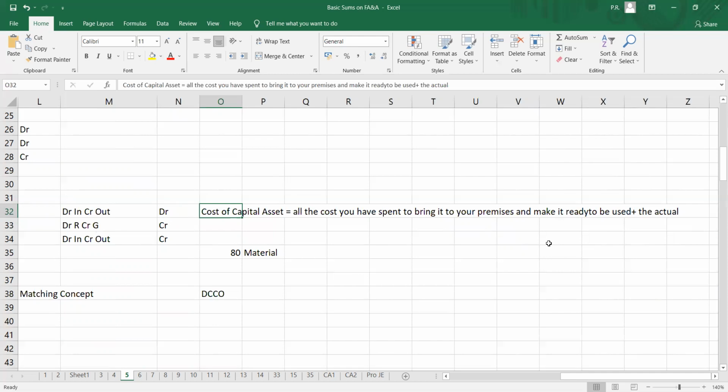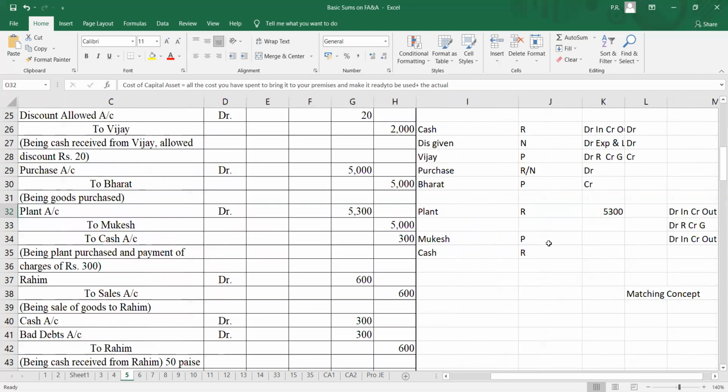Again, whenever you are buying a capital asset, it is a long-term asset, then what is the cost of that asset? It is all the cost that you have spent to bring it to your premises and make it ready to be used plus the actual cost of the machine again. So over here, that is 5,300 rupees. Mukesh is a person. We said debit the receiver, credit the giver. Over here, Mukesh is the giver of benefit. So I'll say credit Mukesh. And cash is the real account. Debit what comes in, credit what goes out.